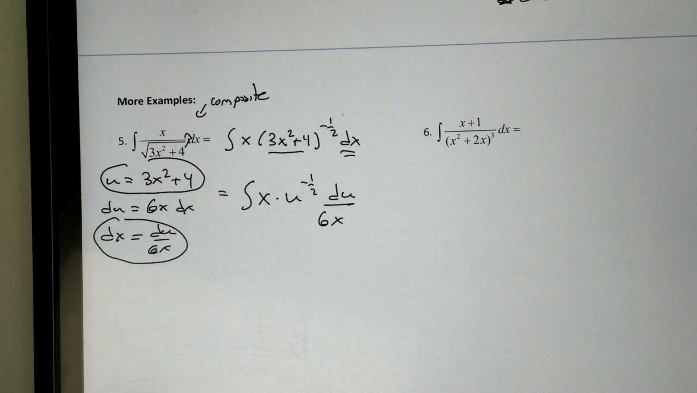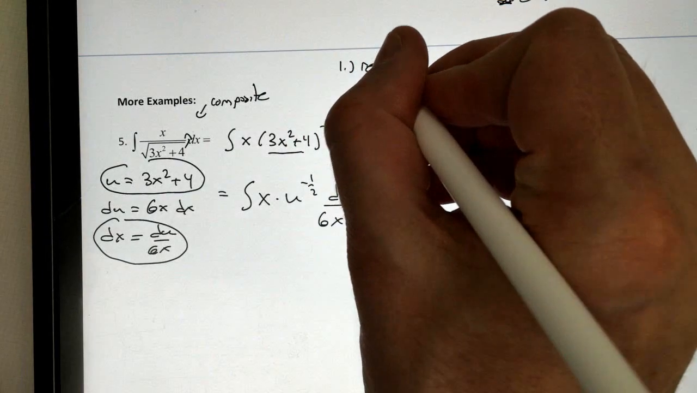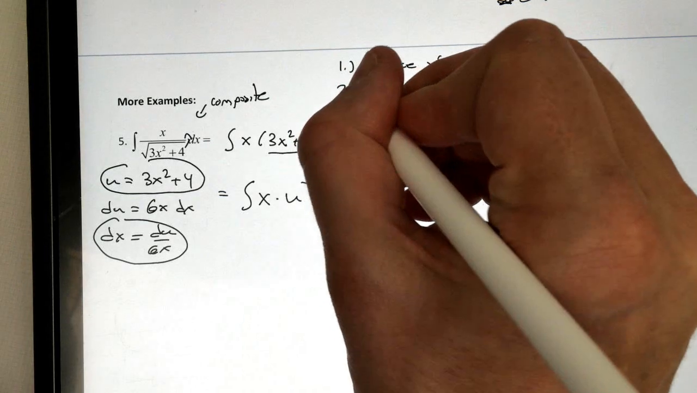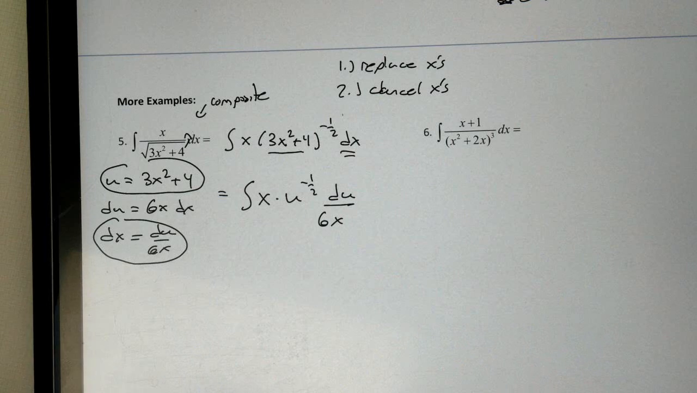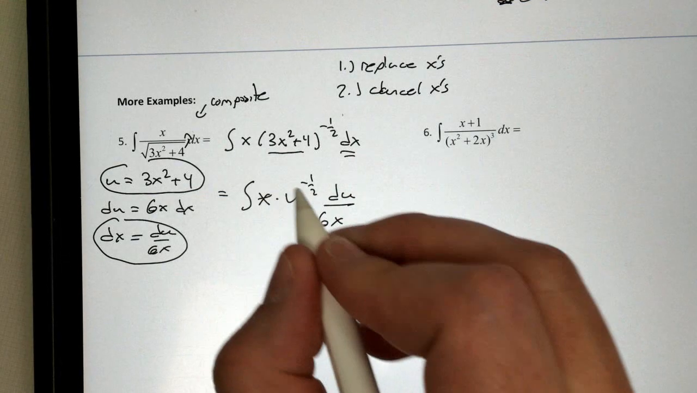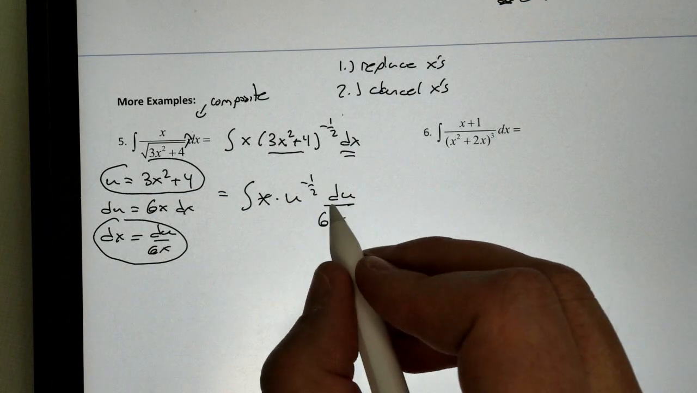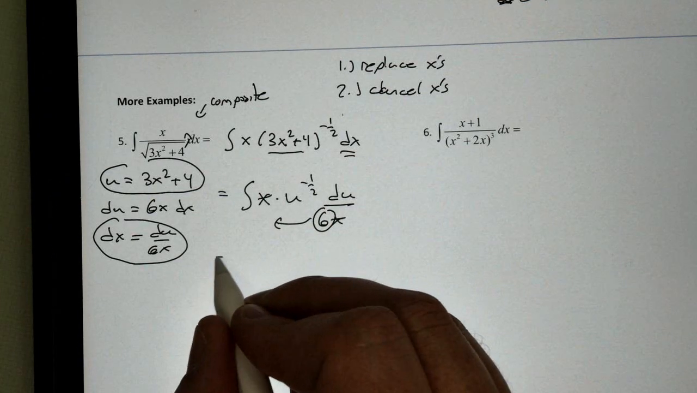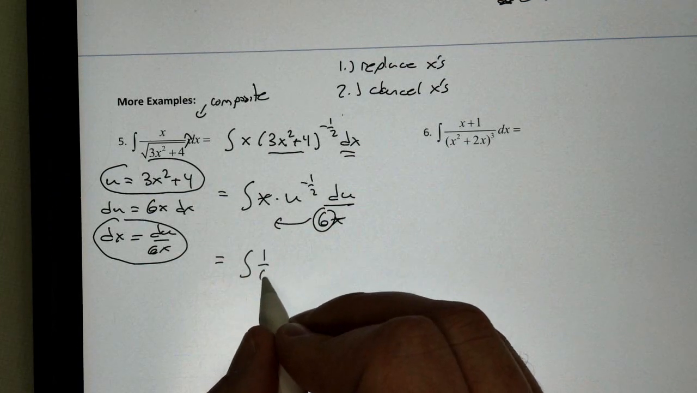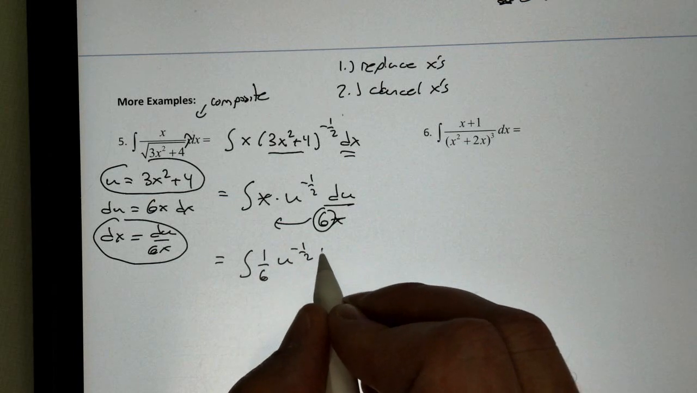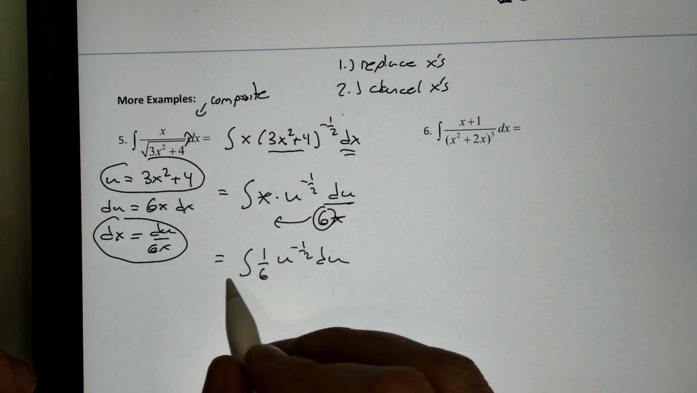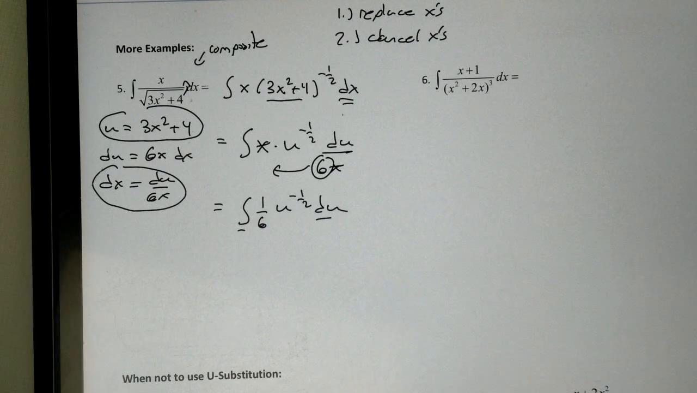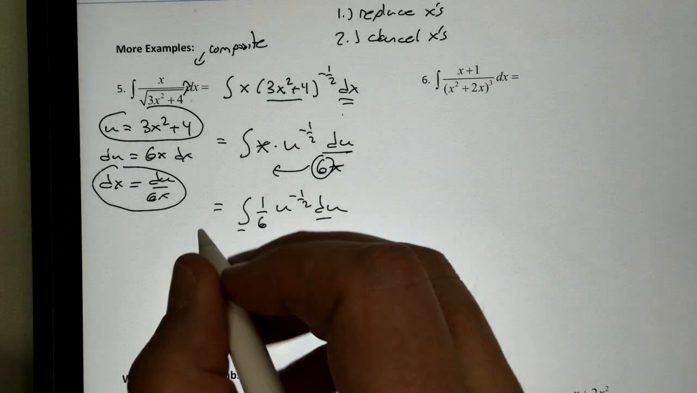Now remember, the goal is to either replace all the x's. We're either going to, 1, replace x's, or 2, cancel all the x's. In other words, we don't want any x's left in the problem. Those x's cancel, so in luck, this 1/6, I can bring it to the forefront, make it look a little bit easier for us. This is 1/6 u to the negative a half du. We haven't taken the antiderivative yet, but now we're ready to. So that's why we still have this integrand and that du. Don't forget those. Those don't go away until after we take the antiderivative.